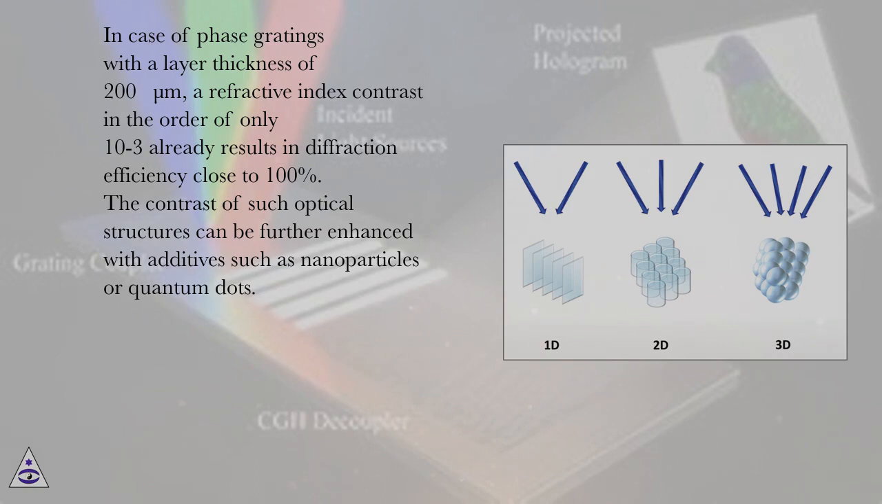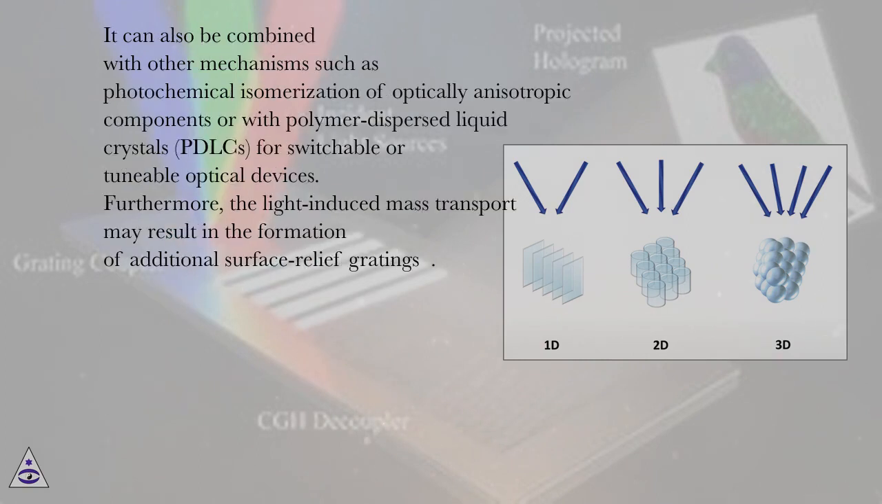The contrast of such optical structures can be further enhanced with additives such as nanoparticles or quantum dots. It can also be combined with other mechanisms such as photochemical isomerization of optically anisotropic components or with polymer dispersed liquid crystals, PDLCs, for switchable or tunable optical devices. Furthermore, the light-induced mass transport may result in the formation of additional surface relief gratings.